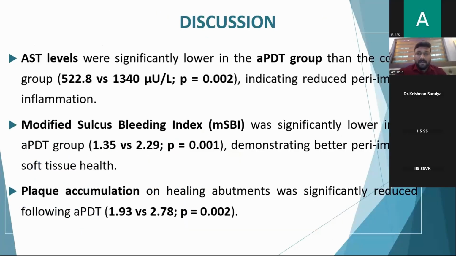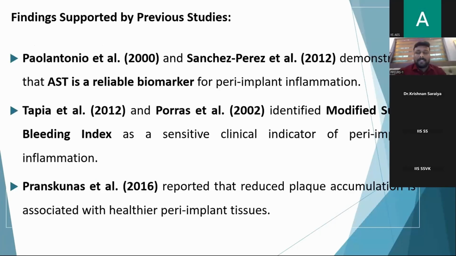Moving on to the discussion, as per the results obtained, the inflammatory markers such as the AST level and the modified bleeding index were found to be reduced in the group which was subjected to photodynamic therapy, and the severity of plaque was reduced in the group which was subjected to photodynamic therapy when compared to the control group. And these are the list of certain previous studies which supported my study.